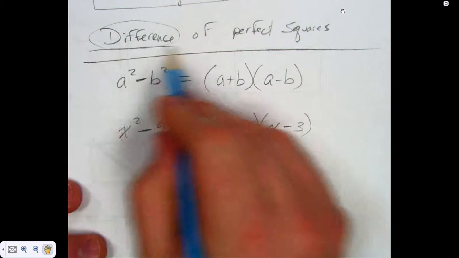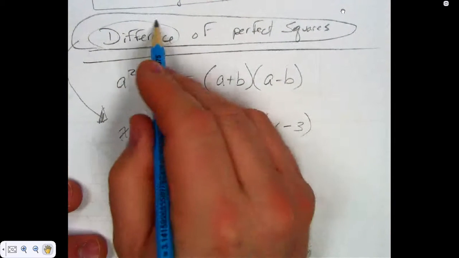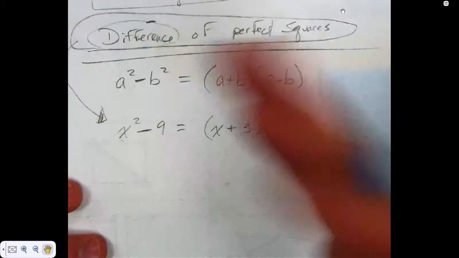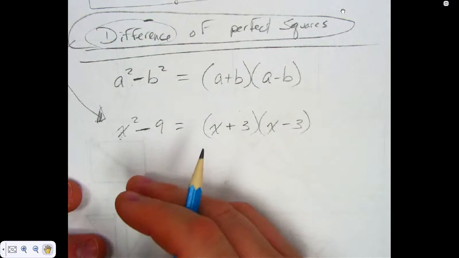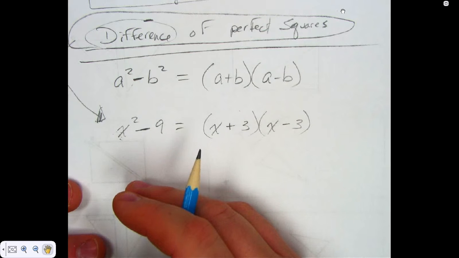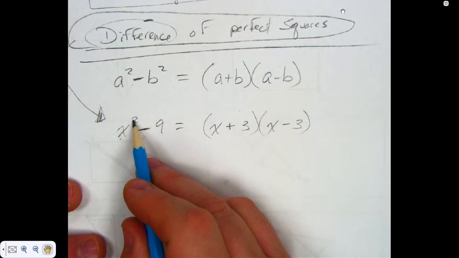But that's only when you have the what? Difference means what? Minus. Perfect squares means perfect square. Which we've dealt with perfect squares a lot over the last 3 weeks, haven't we? We ought to have an idea what those perfect squares are. What makes a variable a perfect square? It has an even power, doesn't it?